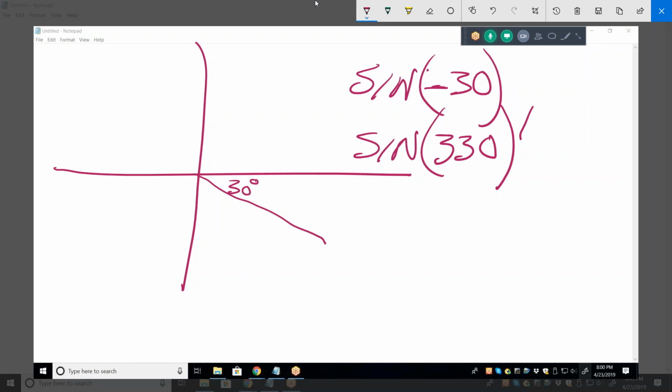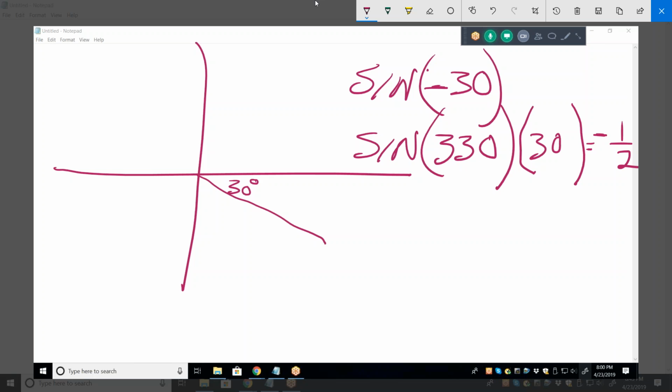Now, if we go through our normal process, what's the equivalent first quadrant angle to that? 30. What's the sine of 30? Half. Which quadrant are we in? So what's the plus or minus sign? We're in the fourth, so negative. Okay. That's the hard way to do it.